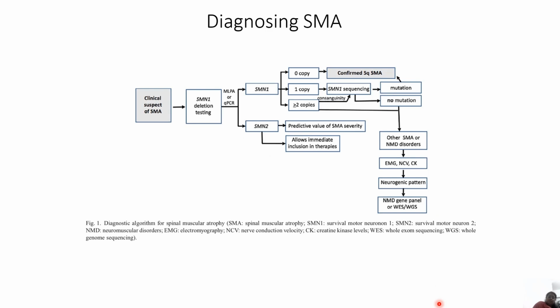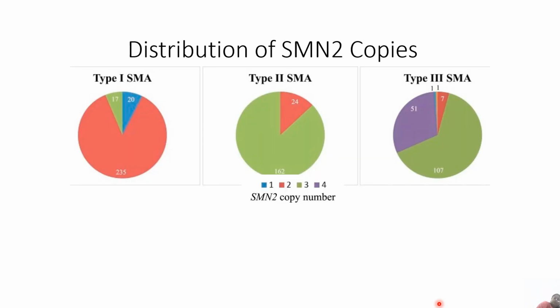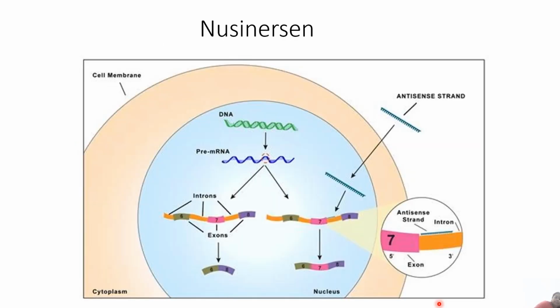Okay, so this is the diagnostic algorithm for spinal muscular atrophy. Sorry, this will not go into too much detail of the factual data.